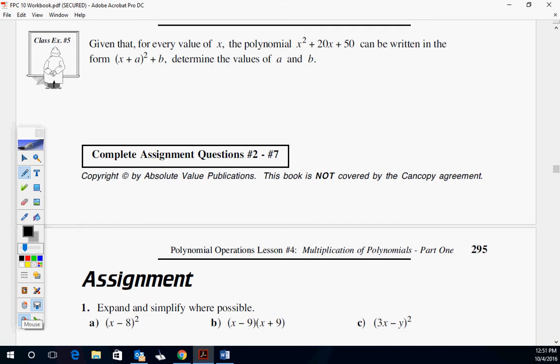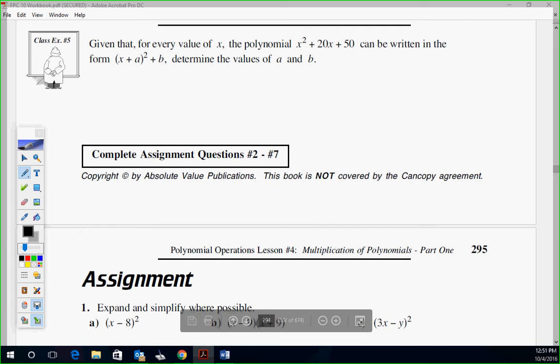All right, last one. So given for every value of x, the polynomial x squared plus 20x plus 50 can be written in the form x plus a squared plus b. Determine the values of a and b. So what it's telling you is that this can be a perfect square plus a little bit more. So what we know is we can write it like this. X plus a times x plus a plus b.